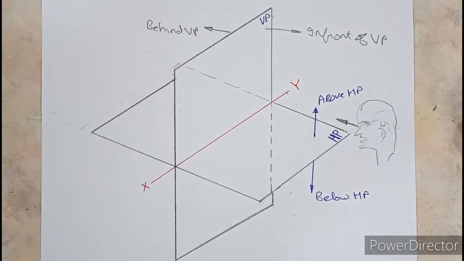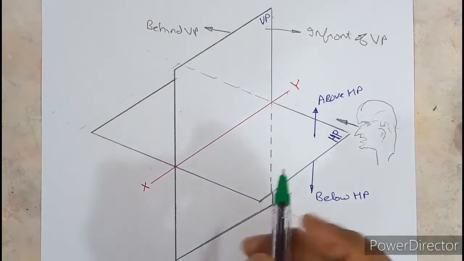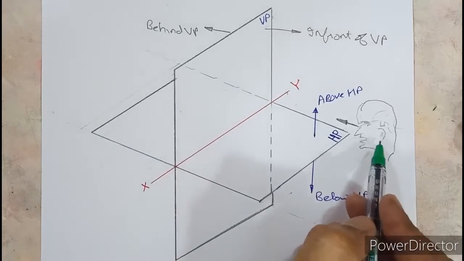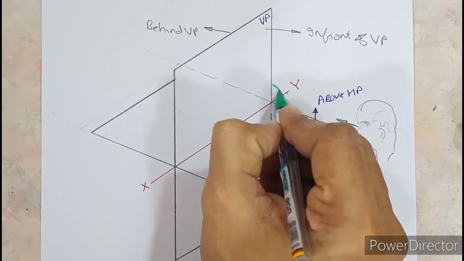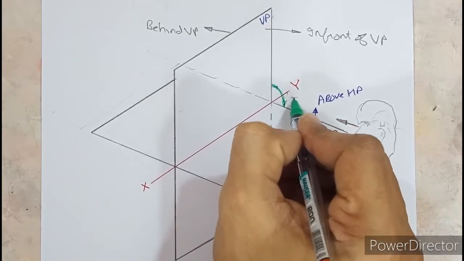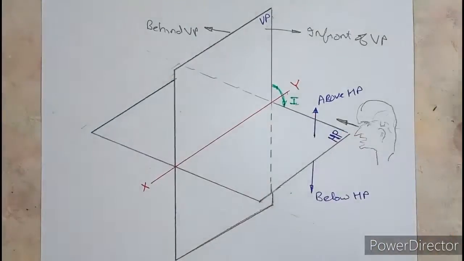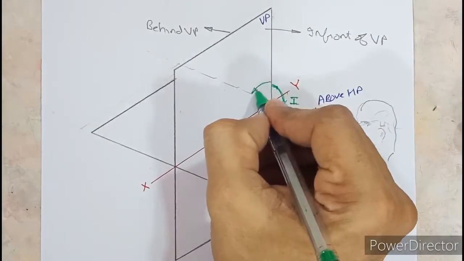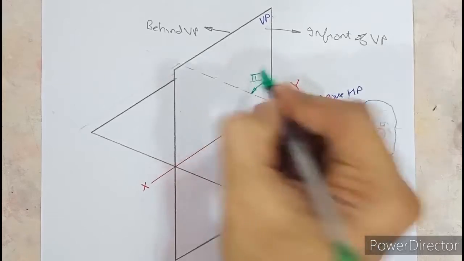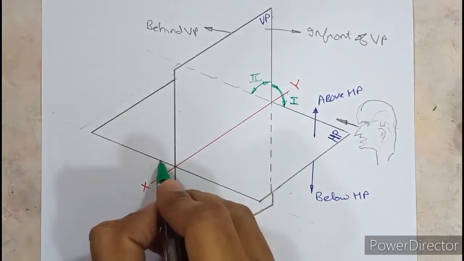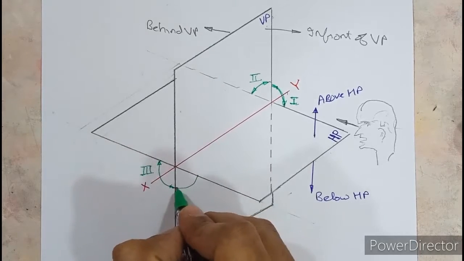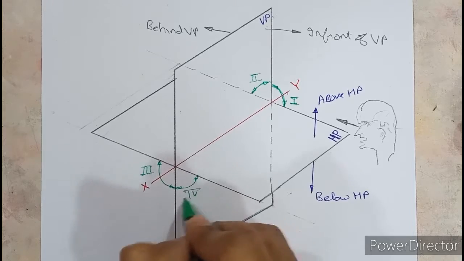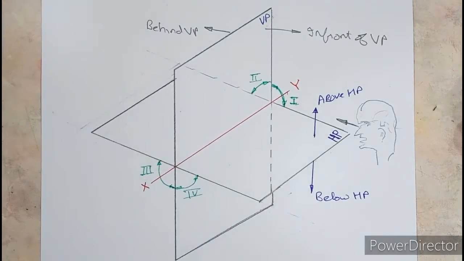Moving forward, we also know that along with these four halves, there are four quadrants. The observer's position is fixed, you cannot change it. This portion from here to here is called the first quadrant, Roman 1. This portion over here is called the second quadrant. This one below on this side is the third quadrant, and the last one is called the fourth quadrant. So all of you are aware of these basic things.